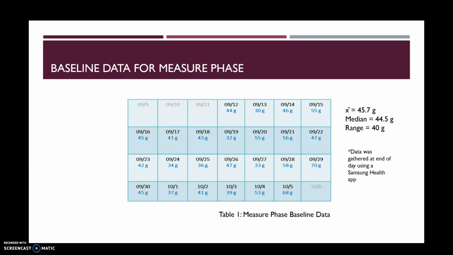So here's my baseline data again from the last measure phase. Here I collected the amount of sugar I was eating day to day by using a Samsung Health app in which I would put in all the food that I ate throughout the day, and it would tell me the amount of sugar that I was eating for each day. So that's how I tracked it. Here I have the X-bar or average, my median, and my range for the data. And this was taken over 3 weeks.